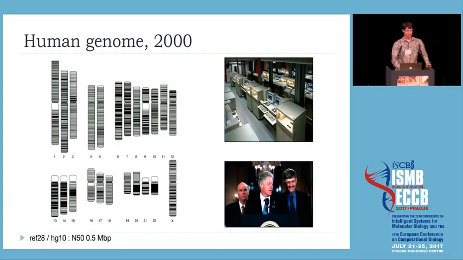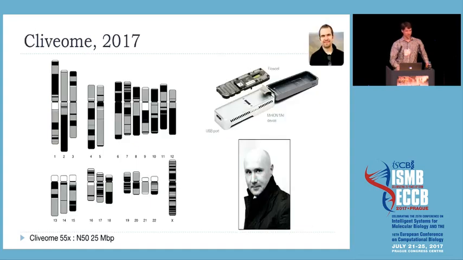So this is 0.5 megabase contig N50, so an average contig size of half a megabase, and 17 years later, 25 megabase contig N50 for Clive. So a personal genome. This is a diploid human. Presumably Clive is diploid. And there are chromosome arms that are in a single contig. So this isn't even scaffolds.